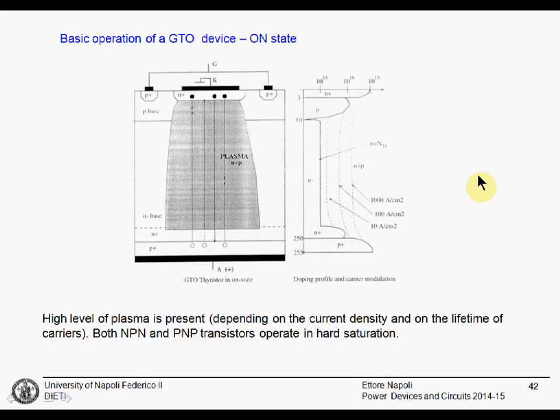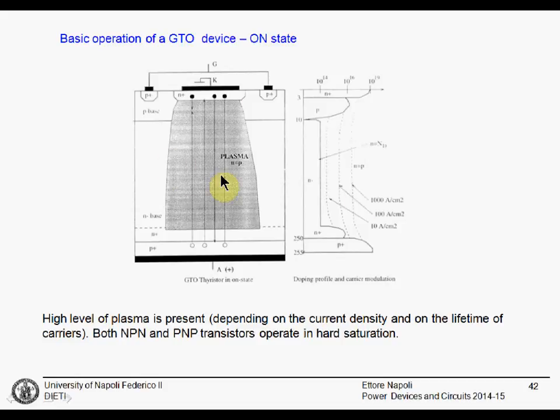In the on state, what happens? There is a high level of plasma present throughout the device. Here it is shown only in this region, but it is everywhere in the device. If I plot the carrier concentration in the device as a function of the current density, you can see this very high injection. We can reach very high current density, 1000 amps per centimeter square. It's a very large current for a silicon device.